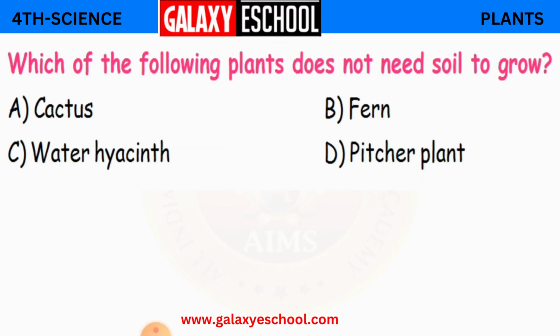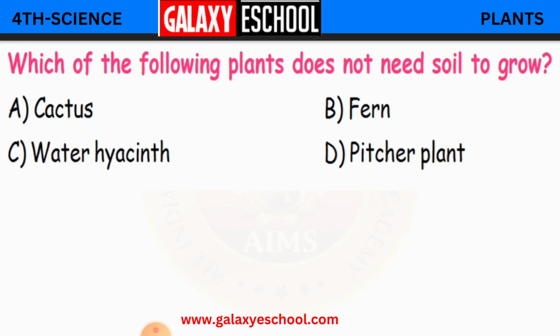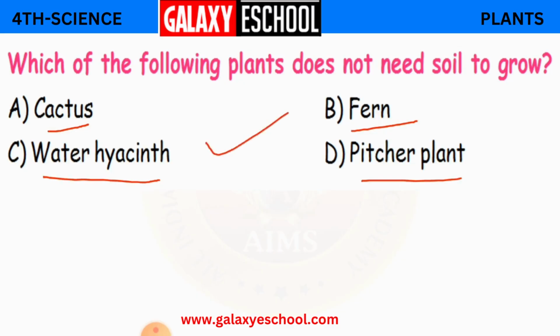Okay, children? Which of the following plants does not need soil to grow? Does not need soil to grow. Either cactus, fern, water hyacinth or pitcher plant. And the answer is water hyacinth, because it is an aquatic plant. There is no need of soil. It just grows in water.